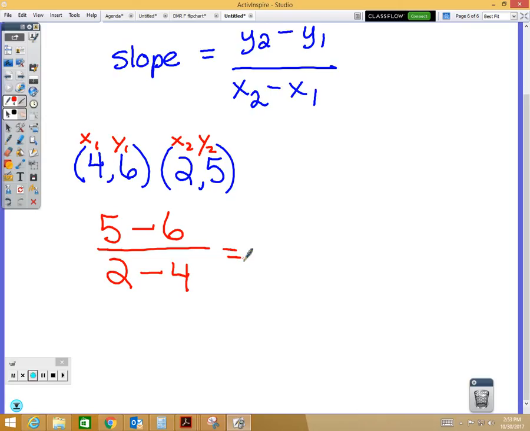And now you need to subtract. Be careful with your integer rules. 5 minus 6 is negative 1, 2 minus 4 is negative 2. What happens when you have two negatives? It becomes a positive 1/2. If you only have one negative, the whole thing's negative. But if you have two negatives, the whole thing becomes positive.